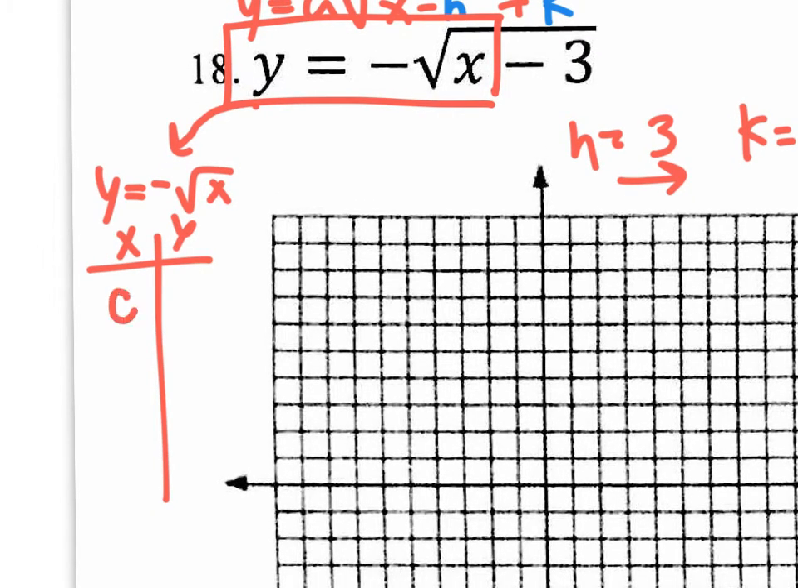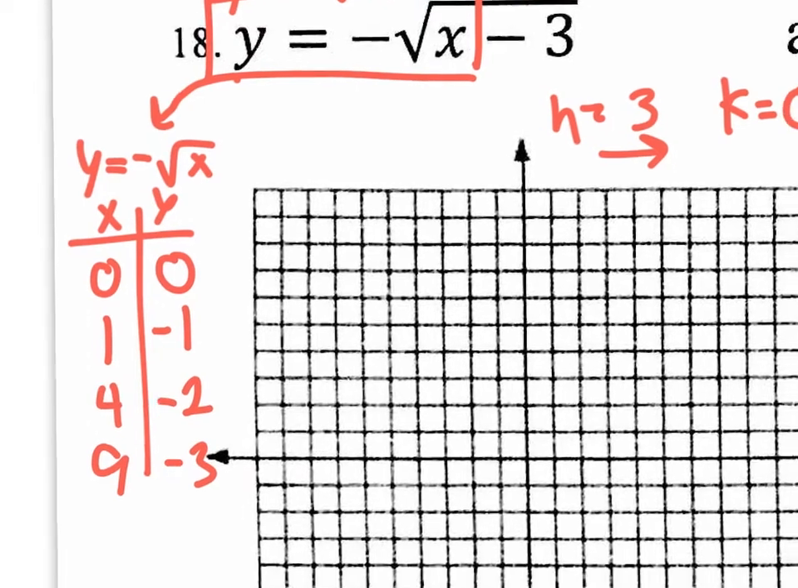Like 0 always works. The square root of 0 is 0, and with the negative in front, it's still 0. The square root of 1 is 1, but with the negative in front will be a negative 1. The square root of 4 is 2, but with the negative in front, it'll be negative 2. The square root of 9 is 3, but you end up with negative 3. Everybody with me? Cool. So we have those coordinates.